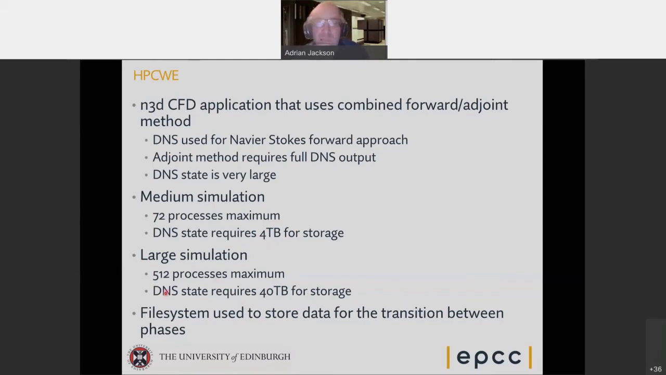If we go up to something a bit bigger for a more realistic simulation, we will be looking at something like 512 processors maximum. So you could use at most 512 cores to run this. That's the amount of computational domain you can decompose across. And that one takes about 40 terabytes of storage to go between these phases. The way N3D generally works, it uses the file system to store this transitory data. The data that you never need at the end of a simulation, you just need it whilst the simulation is running to enable this forward and then adjoint approach. And so that clearly is quite a lot of IO overhead.